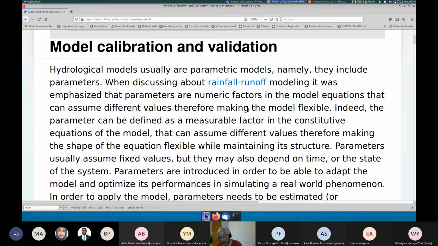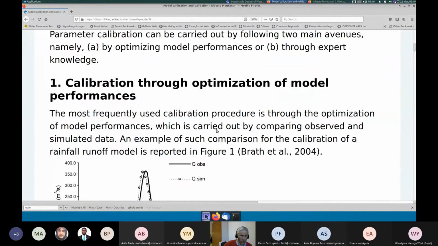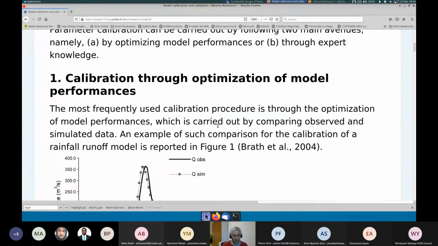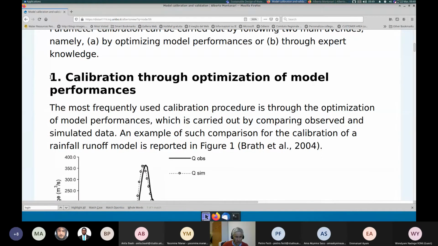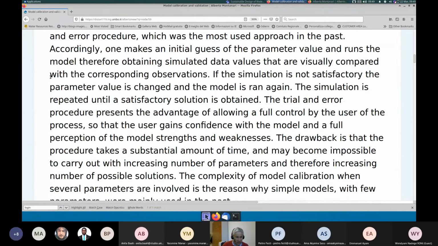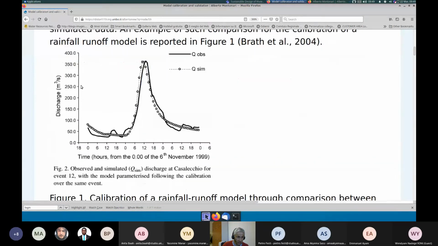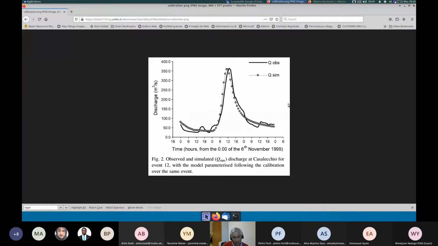So, what are the methods that are available for model calibration? The methods fall into 2 categories. First of all, we give an example here, which is basically what I said before. Mainly, it's a comparison between observation and simulation.